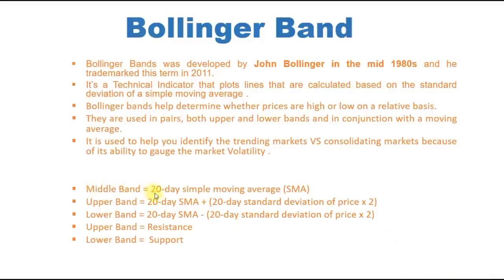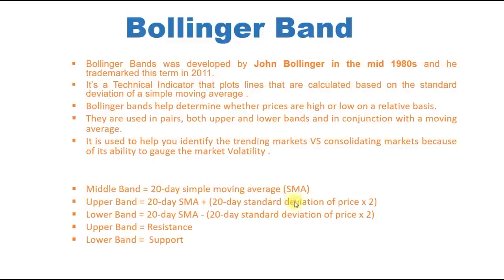Here below, this is the calculation of the upper Bollinger Band and the lower Bollinger Band. Here we have written middle Bollinger Band. Middle Bollinger Band is what? It is nothing but the 20-day simple moving average, that is 20 SMA. Upper Bollinger Band, how can we calculate the upper Bollinger Band? That is 20-day SMA plus 20-day standard deviation of price multiplied by 2. Lower Bollinger Band equals 20-day SMA minus 20-day standard deviation of the price multiplied by 2.